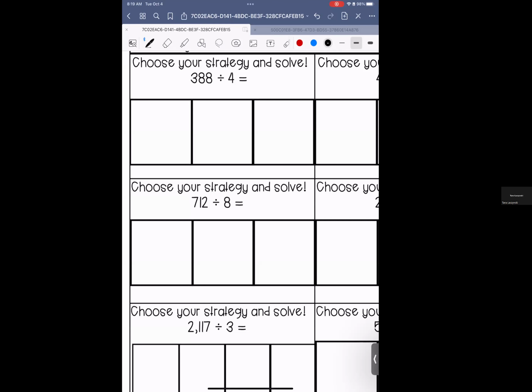Hey, sweet faces, we are going to be doing the box division here. I'm setting it up as you can see because a lot of my friends have had success with this strategy, so I wanted to make sure that we were showing this as well.